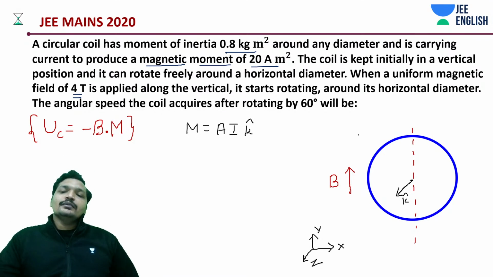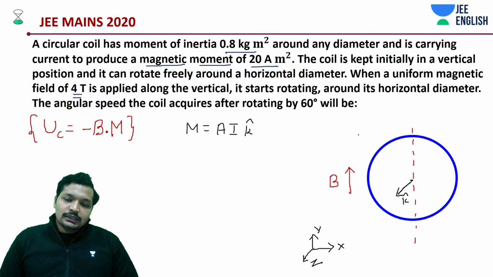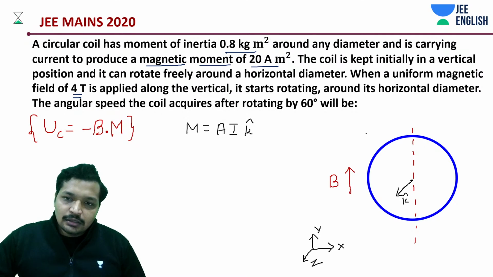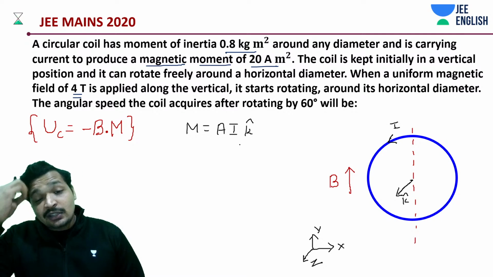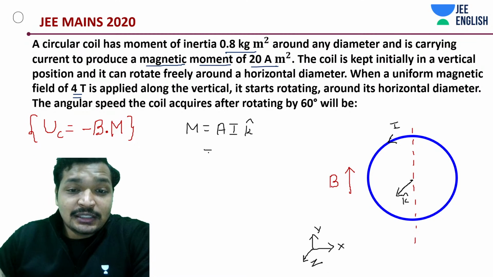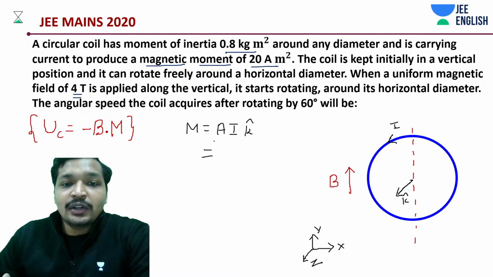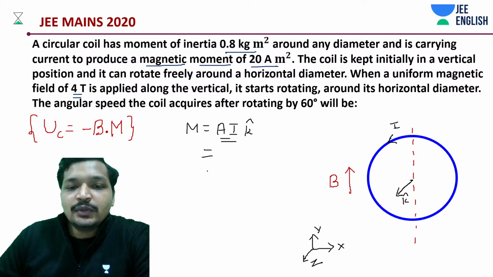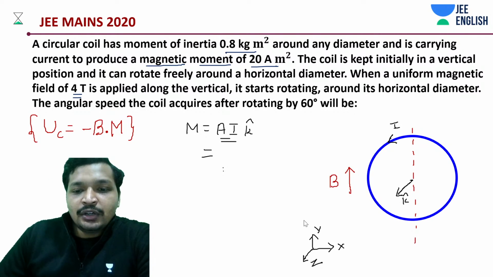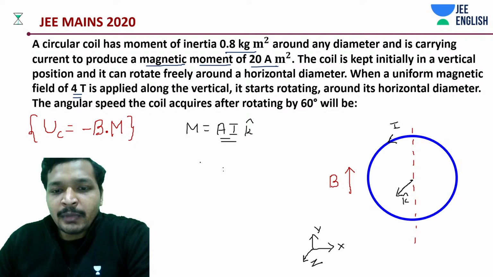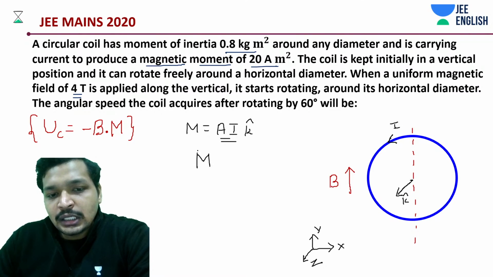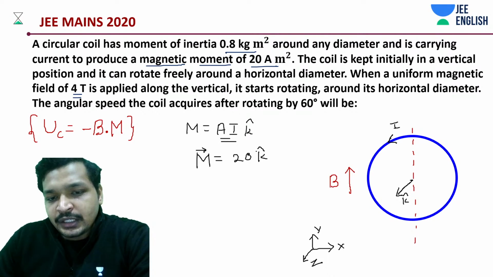Is that it? Yes. What is the area? Pi r square in this case, my mistake. That is already given to us. I think we need not even think about it. The magnitude of moment is given to us. Current to produce a magnetic moment of 20. What is the magnetic moment value in the initial condition? It's 20 k cap. Everything is in SI units.